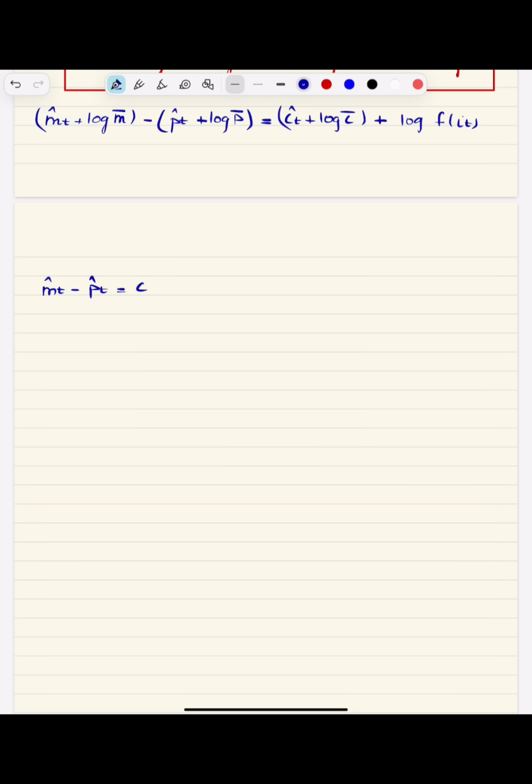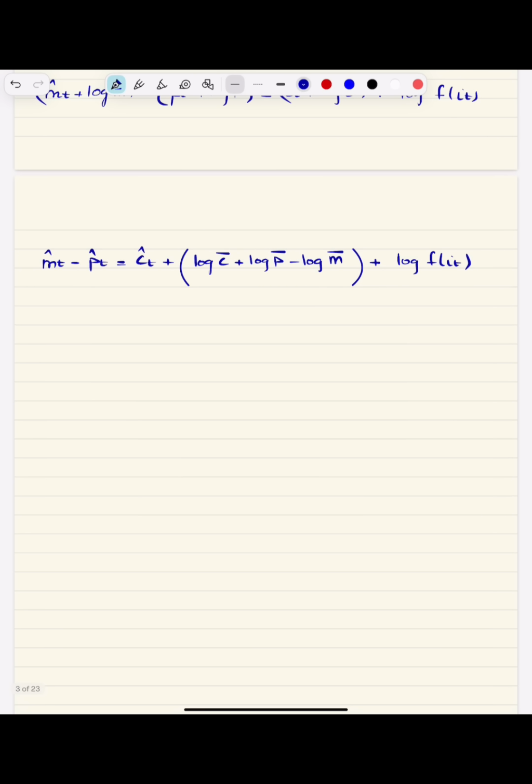Okay, so let's first write out this equation in terms of c t on the right side, and let's put all these constants together. I'll have a log m bar, actually that becomes negative, so this is log c bar plus log p bar minus log m bar plus log f of i t.